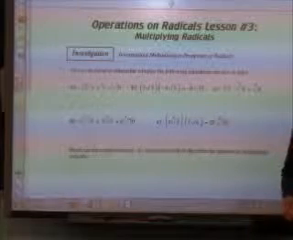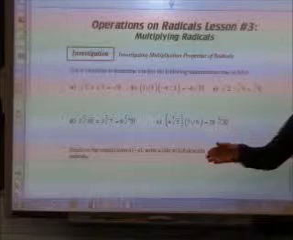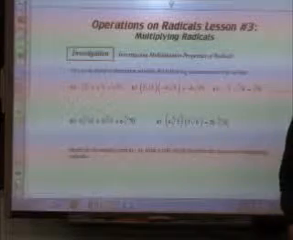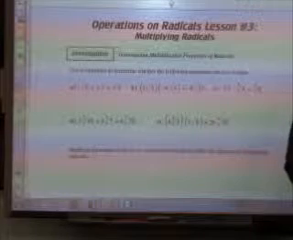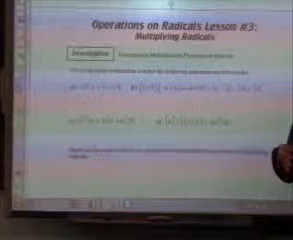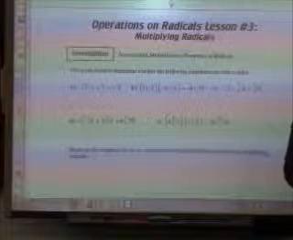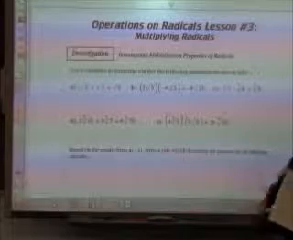When we multiply fractions, we get to multiply just straight across, top, top, bottom, bottom. When we multiply radicals, it's the same thing. Multiply those radicands together, multiply the coefficients together, and we're done. Well, not quite done. You can simplify, but for the most part, that is really all there is to multiplying radicals.